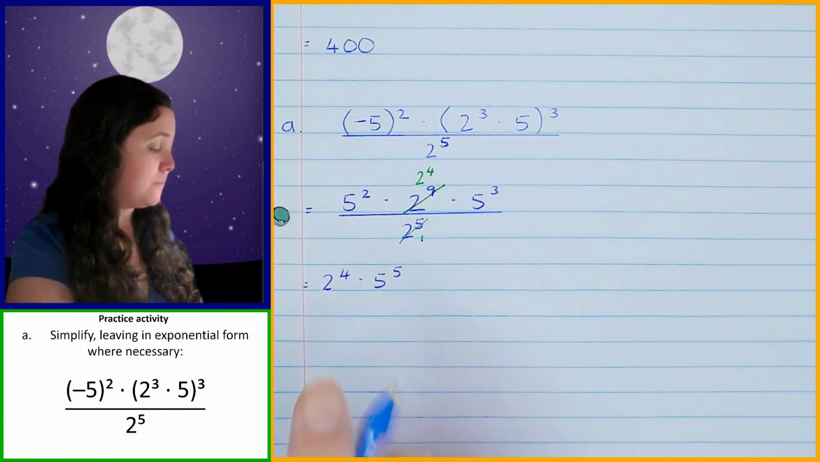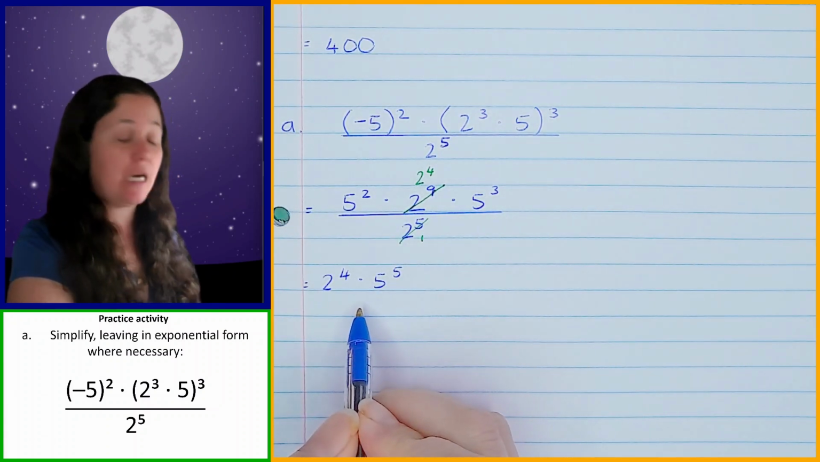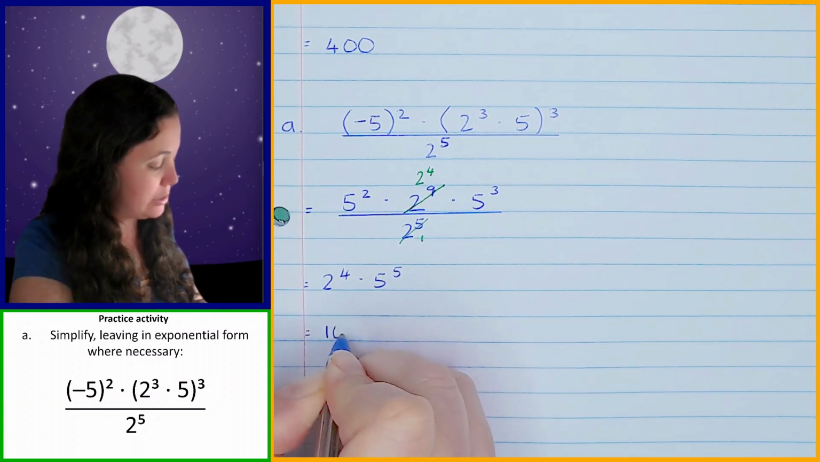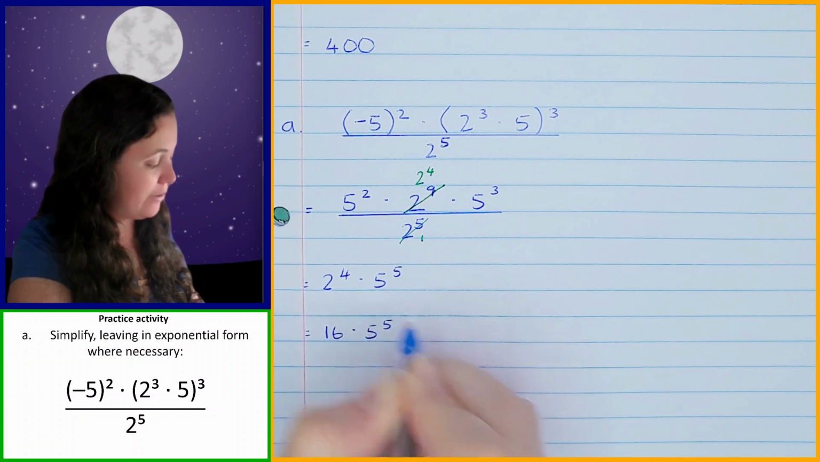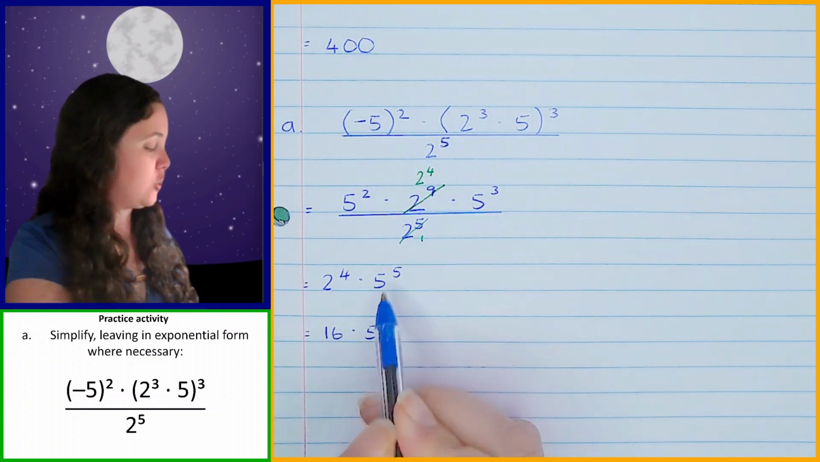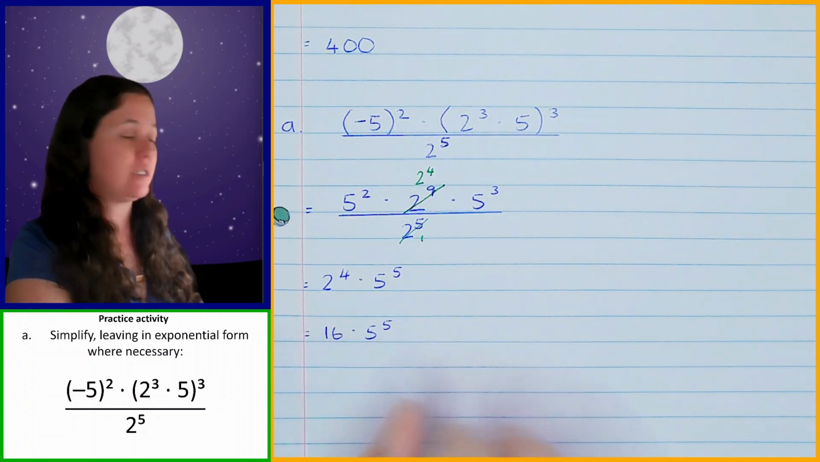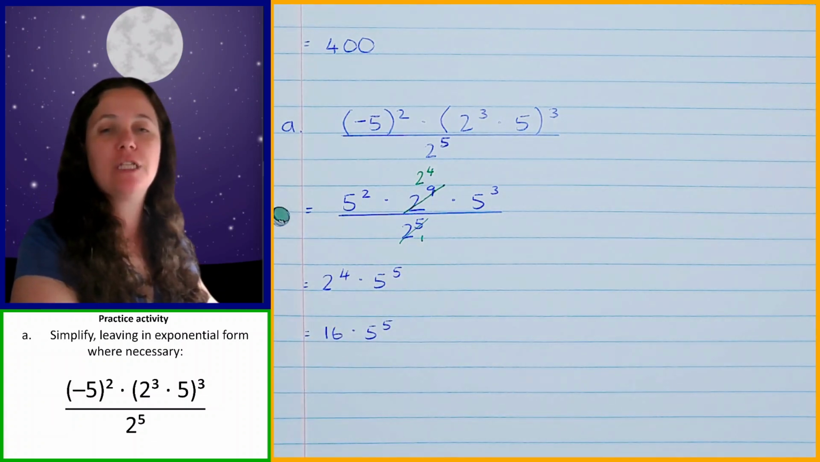Now because the 5 to the power of 5 is quite high, you don't need to change that. You can change the 2 to the power of 4, and that'll give you 16 times 5 to the power of 5, but you don't necessarily have to because you're not changing the 5 to the power of 5. Okay, so you can leave it as either of those. Right, now let's go on to the next question.